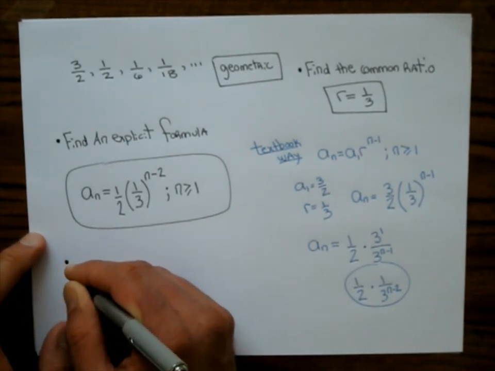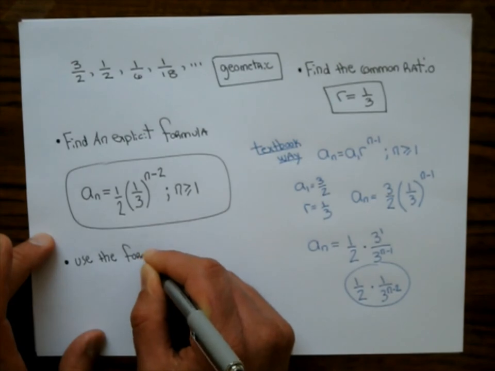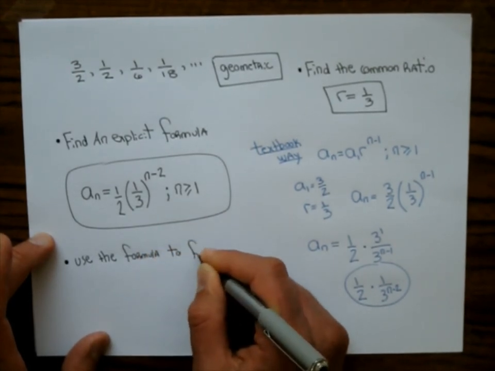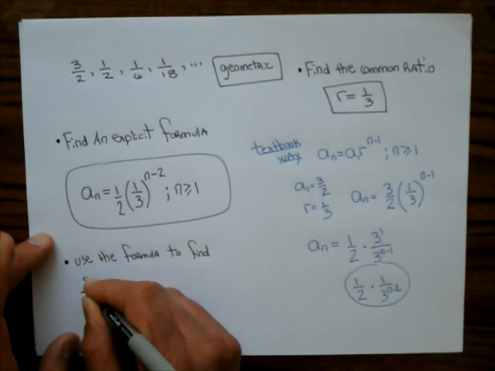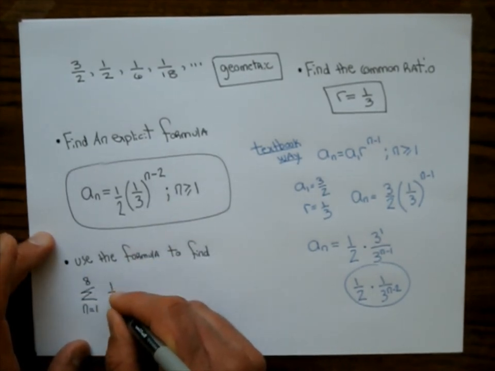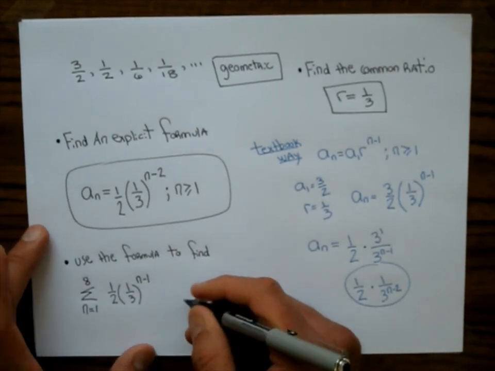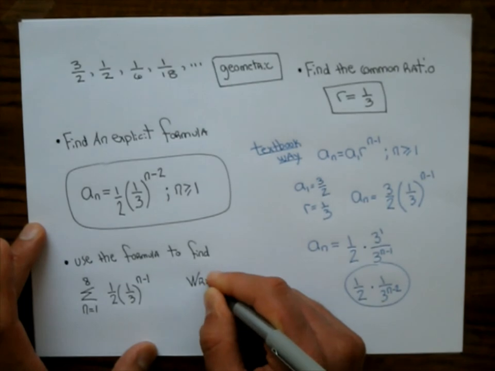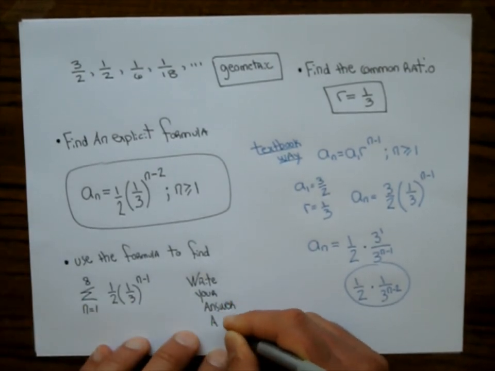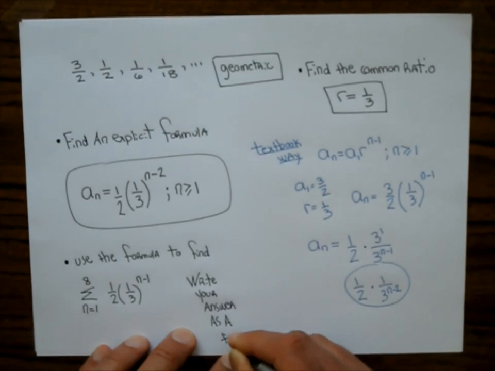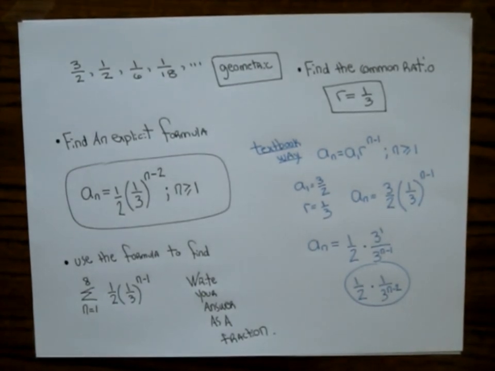Here's the last follow-up question. I'm going to ask you to use the formula to find this right here. Summation n equals 1 to 8, and then this formula right here, so the one we've been looking at, 1 half times 1 third to the n minus 1. Write your answer as a fraction. Okay. So I think I need another piece of paper for this.